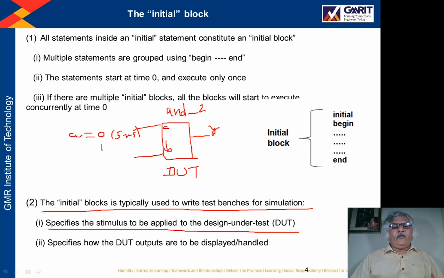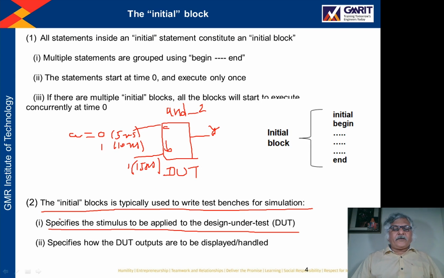We want to give value 1 at 10 microsecond, right? And for input B we want to give value 1 at 15 microsecond, right? So these values will be provided by the test bench.